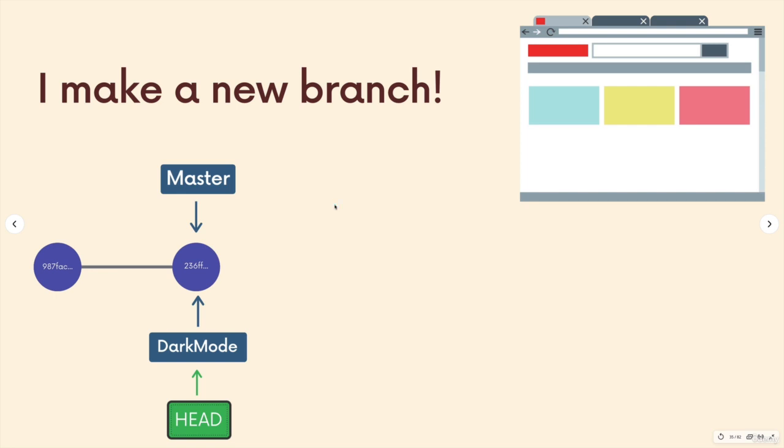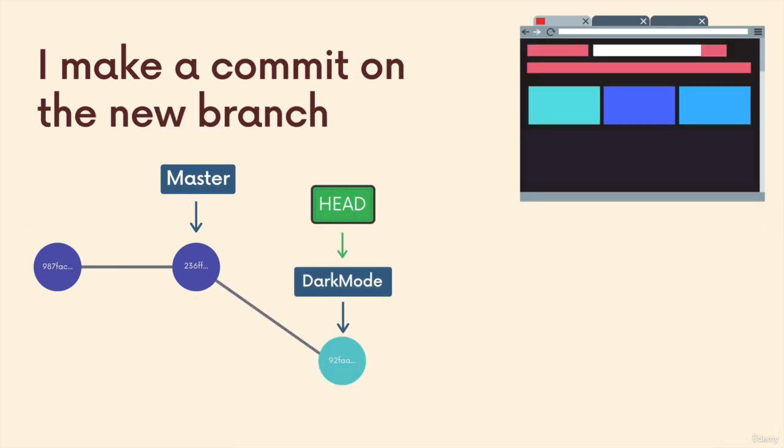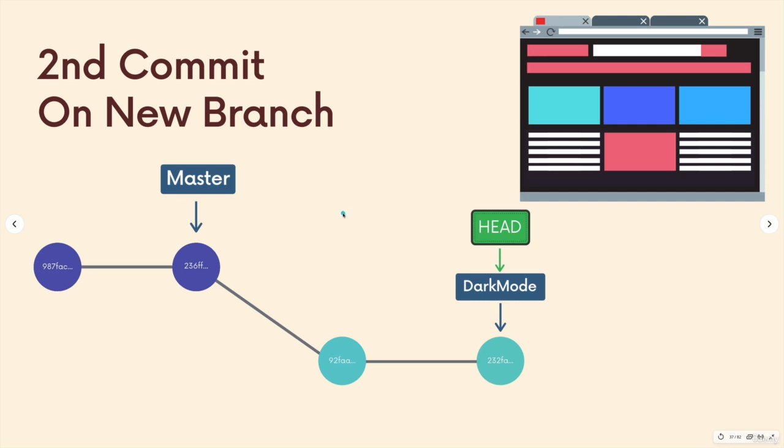So now if I make a new commit, I do some new work, things diverge. Master stays where it was. It's pointing to this commit. But dark mode now has a new commit it refers to, and HEAD still points to dark mode. So if I do new work, I'm on dark mode. That's the branch I currently am on. So that new commit is on dark mode. This dark mode pointer updates to this commit instead of that one.